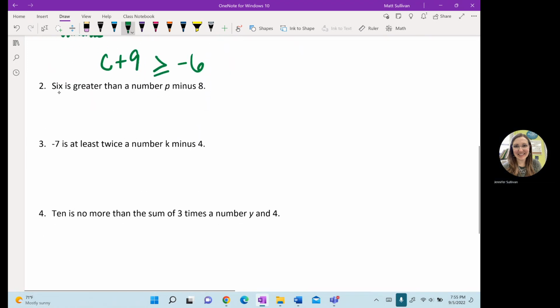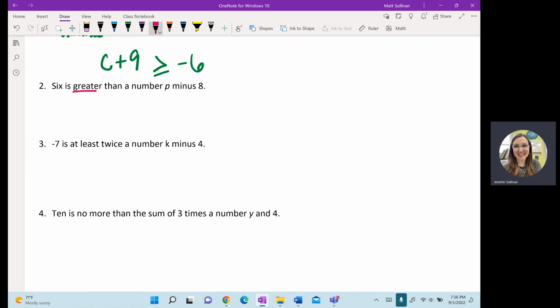Let's try this one. 6 is greater than... okay, so this time they've kind of rearranged us. We already have our greater than, and we haven't had our variable yet. That's okay. So 6 is greater than, so that means it's going to get the mouth. There's no equal to this time. So now the right-hand side is a number p minus 8. A number p, this is all going together. This just means use the variable p, and we're going to subtract 8.